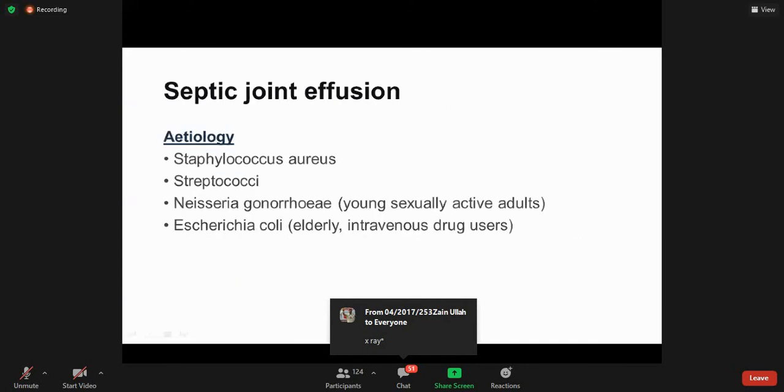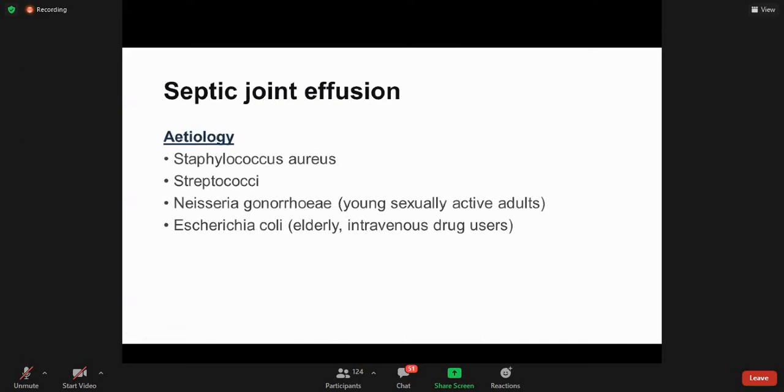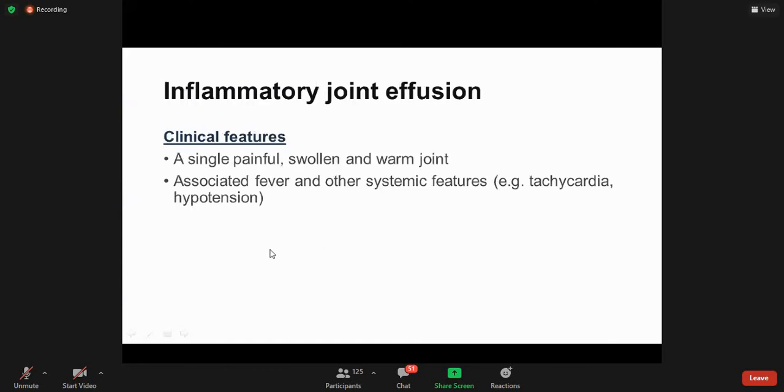ठीक है. अच्छा, next is the septic joint effusion. Name is telling you that it is an infective condition in which the infective organism could be Staphylococcus aureus, Streptococci, Neisseria gonorrhoeae, which is usually in young sexually active adults, and E. coli, which is commonly causing sepsis in the elderly, and IV drug users are at risk of this infection.